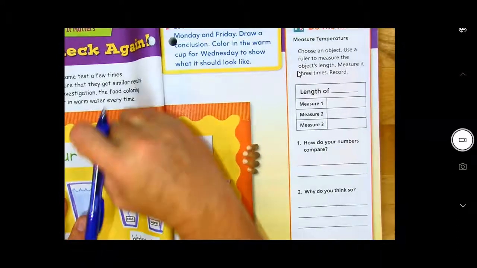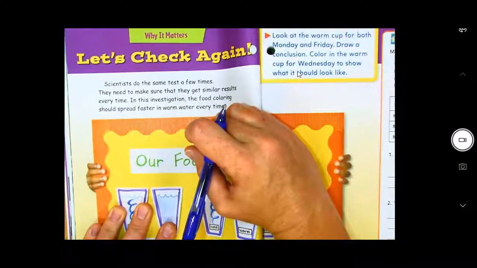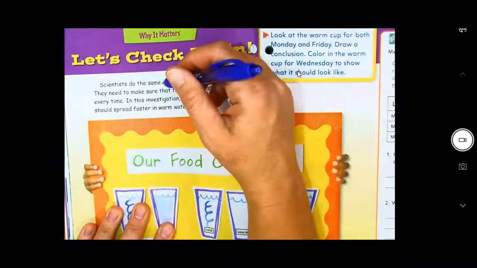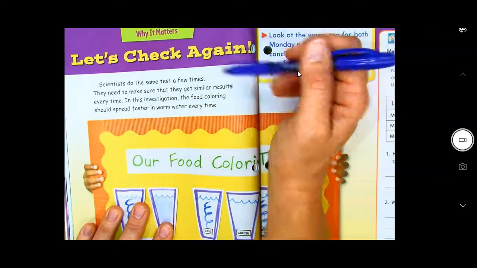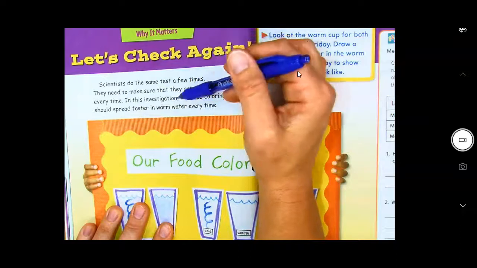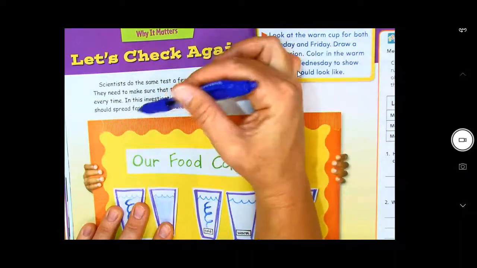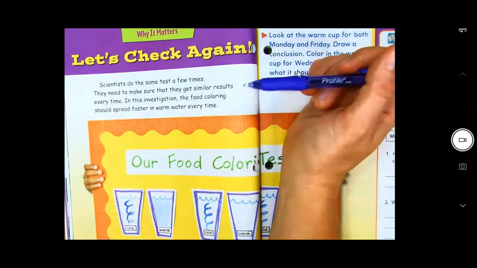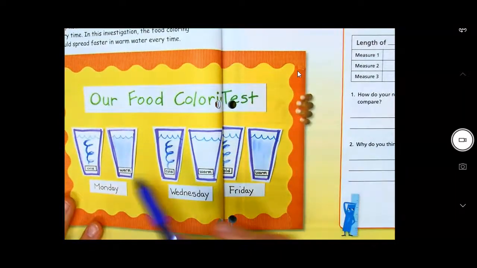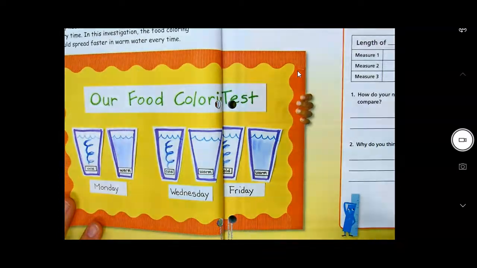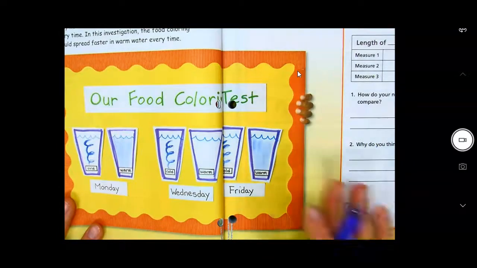So let's check again right here. Scientists do the same test a few times. They need to make sure that they get similar results every time. In this investigation, the food coloring should spread faster in warm water every time. So when you test something, you want to test it a few times over. That way you know you didn't make any mistakes.